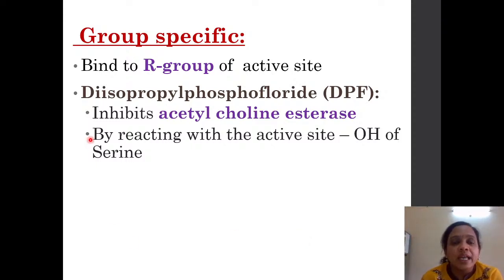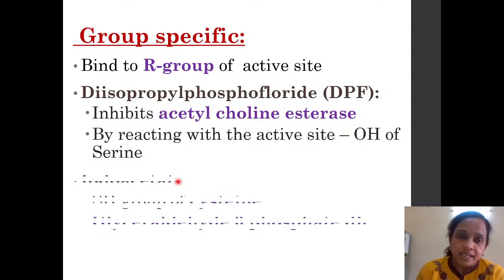One example is DFP, that is diisopropyl phosphofluoridate. This will be inhibiting the acetylcholine esterase enzyme. How does it inhibit the acetylcholine esterase enzyme? By reacting with the active site OH of the enzyme, that is the hydroxyl of the serine.